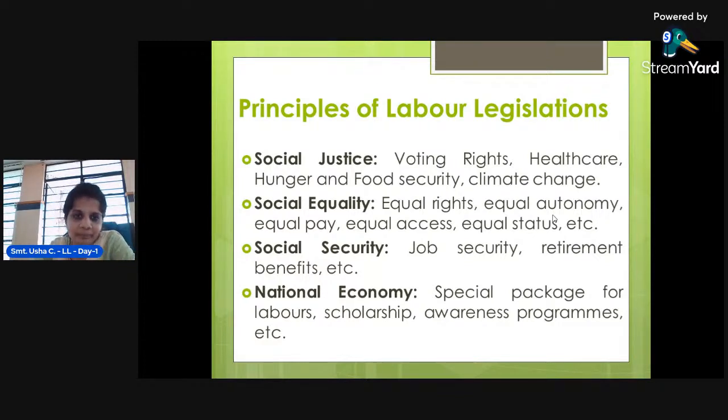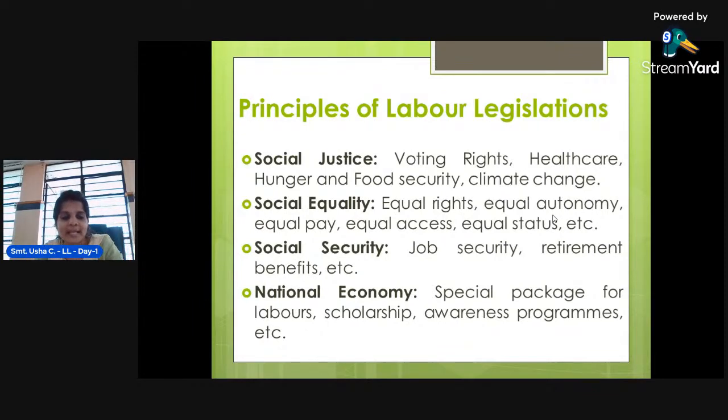Next, national economy. It is also one of the important points, where as a part of the national economy, the government must take care of this. At the time of announcing the budget, they must provide a special package for the laborers, and also keep some funds for the employees who wish to continue their higher education through scholarships. And also the organization or the government must create awareness programs about the laws relating to labor, such that they may protect themselves from exploitation, right?